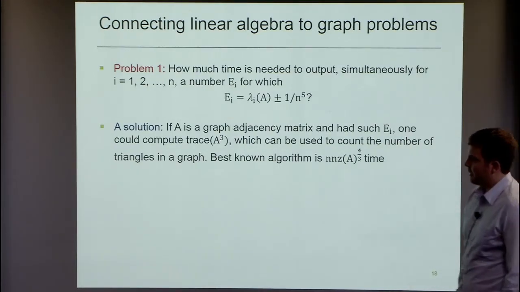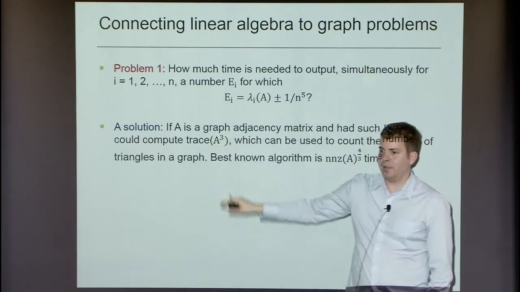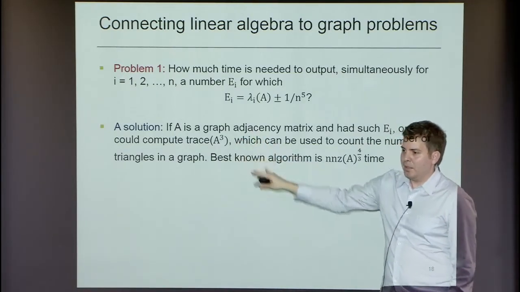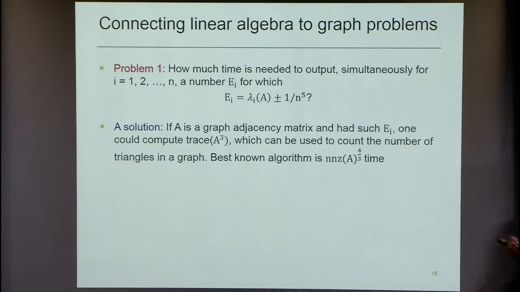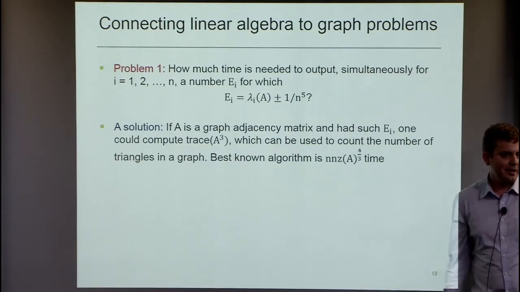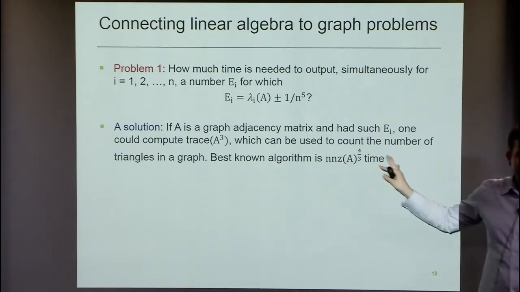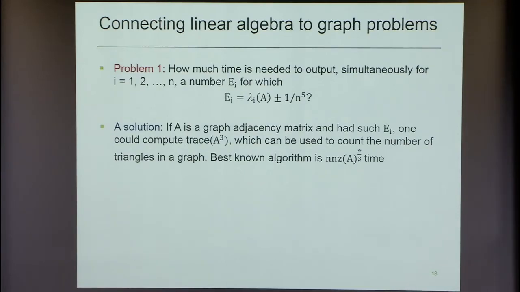Then what is the trace of A cubed? This is the sum of the cubes of the eigenvalues. And what else does the trace of A cubed indicate? Well, it indicates I can count the number of triangles in the graph. And what is the best known algorithm we have for counting triangles? Even if the matrix multiplication exponent is 2, the best known algorithm I know is nnz(A)^{4/3}, right?